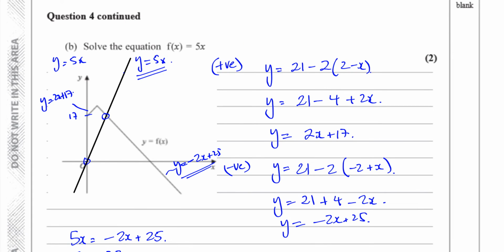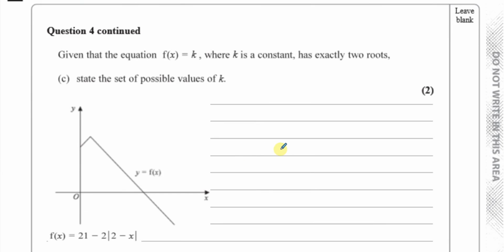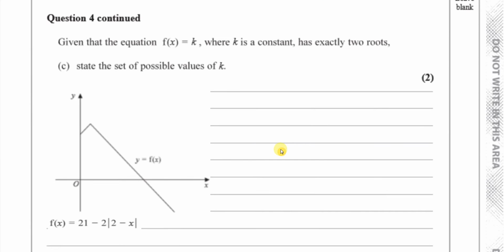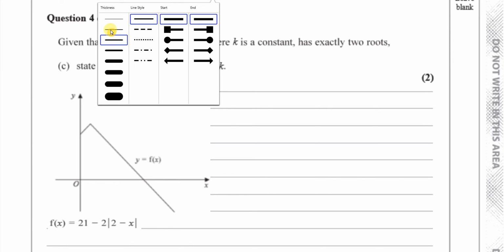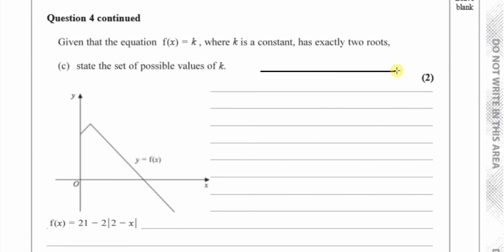Now for part C. It says, given that the equation f of x equals k, where k is a constant, has exactly 2 roots, state the set of possible values of k. So if it has exactly 2 roots, first of all, f of x equals k, k is a constant. That's basically a horizontal line, a line that's horizontal like this. And we want to see where that line will give exactly 2 roots.